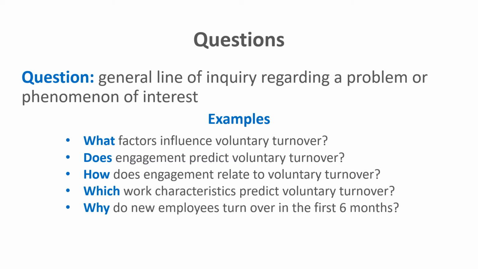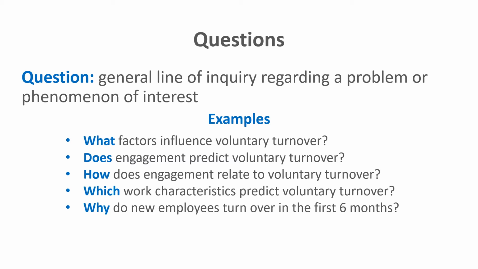Another question might be, how does engagement relate to voluntary turnover? So this is getting at a how question. Perhaps we expect that this is going to be a negative association, but this will actually allow us to more formally question this, because the first question, does engagement predict voluntary turnover, is not explicitly asking whether this will be a positive or negative relationship or what the magnitude of the relationship is. Whereas when you pose a how question, it implies that you're interested in the sign or the direction of the relationship, as well as the size or the magnitude of that relationship.